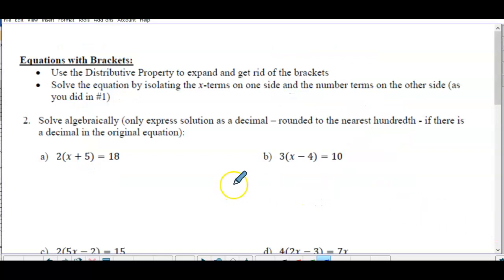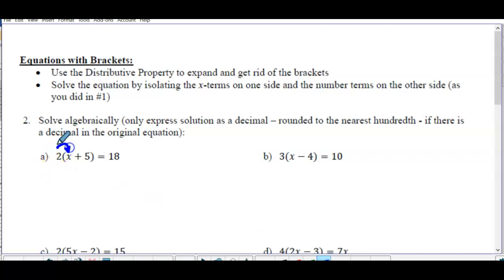All right, now some equations will have brackets. So this is a review from Math 8 and 9. So you've got brackets. Use the distributive property first to expand to get rid of the brackets, and then solve the equation by isolating the x term on one side and number on the other, just like we've been doing. So this is just one more step. Get rid of the brackets. Saying that, sometimes you can divide right away, but we're going to use this method of solving. Use the distributive property to expand, because then it will always work.